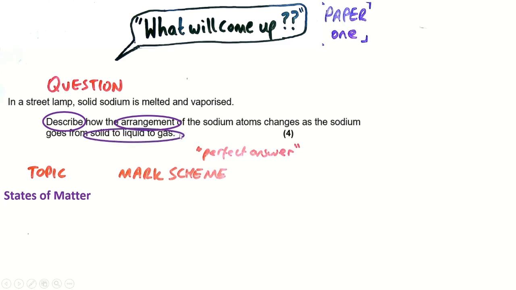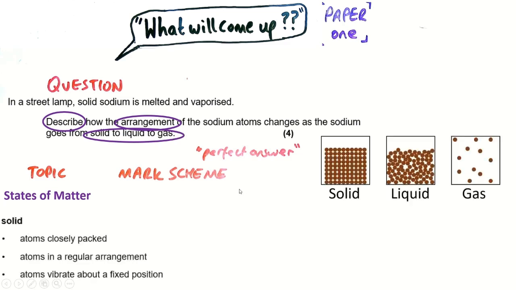Notice how closely matched this is to the previous mark scheme in terms of the particles. But when we talk about arrangement, you've got to talk about patterns basically, or regular arrangements. So it says atoms are closely packed, they're in a regular arrangement. You could say a regular pattern there. You can say rows and columns, but a regular arrangement is much better. And the atoms vibrate about a fixed position.